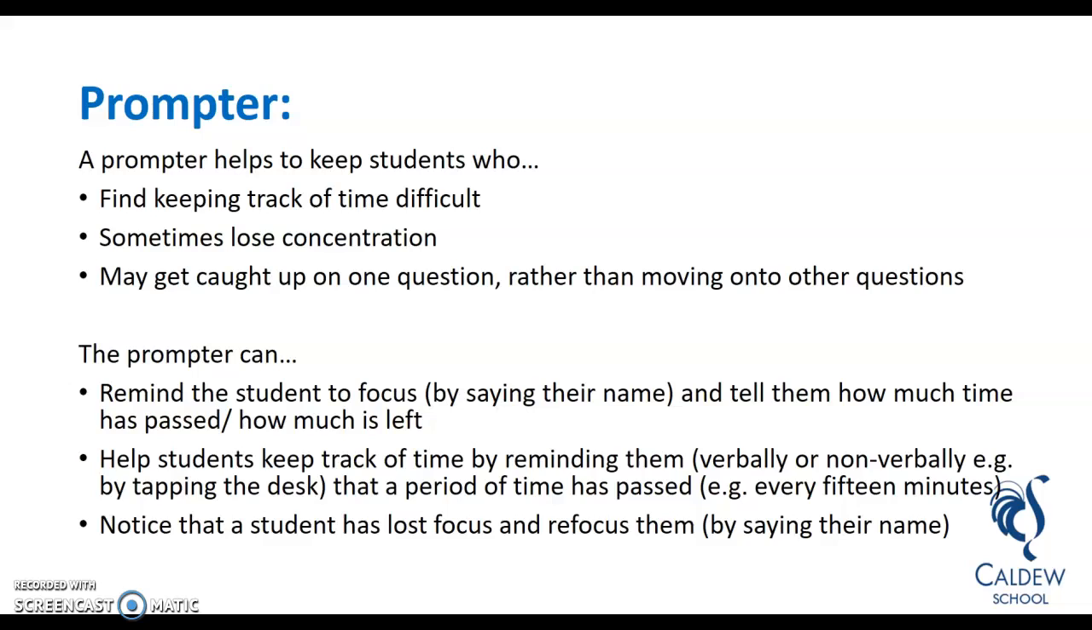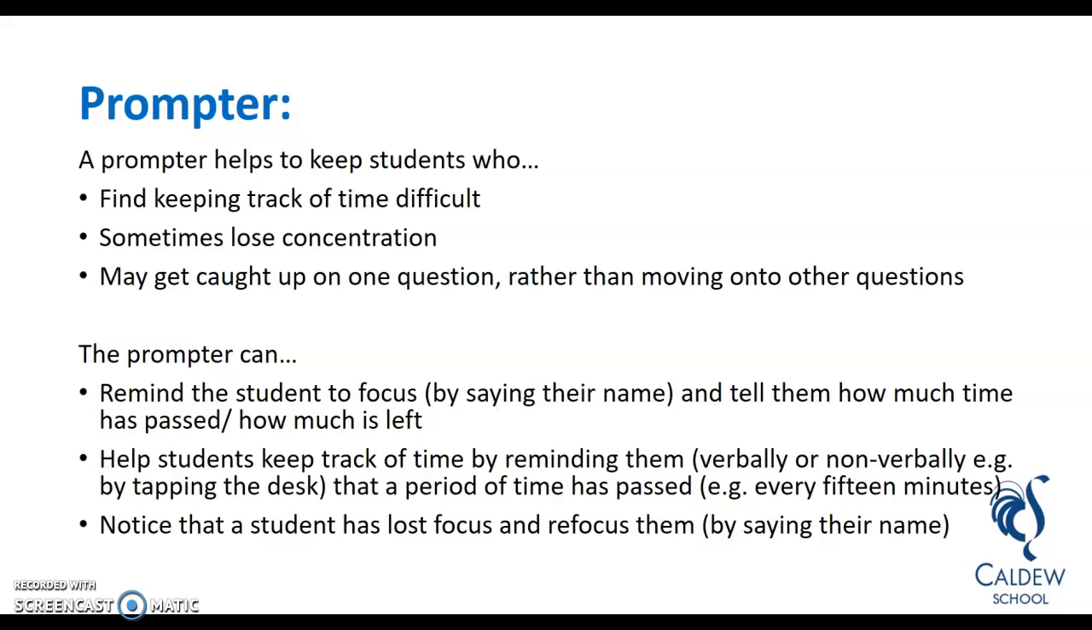Some students will qualify for the use of a prompter during their exams. This is particularly useful for students who find it really difficult to keep track of time, sometimes where students lose concentration, or maybe get caught up on one question and look at it repeatedly rather than move on to other questions on the paper. The prompter can help the student to refocus by saying their name, for example, and telling them how much time has passed and how much time they have left.